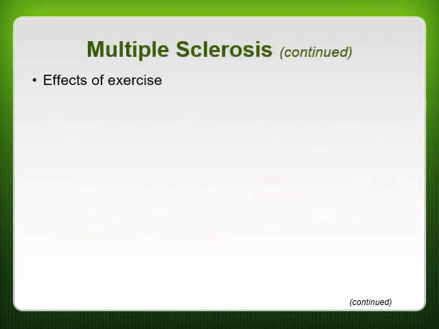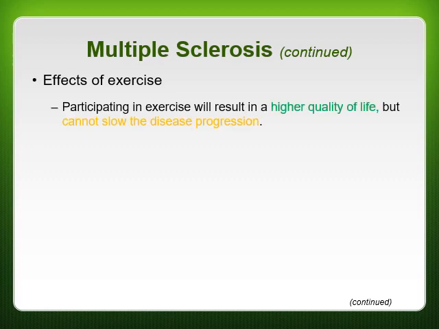Now let's talk the good stuff. What does exercise do to help? Well, better quality of life is really what it's all about. And that can be said of nearly every condition we've talked about. However, unfortunately, it is not a miracle drug, and it does not necessarily have anything to do with slowing down the progression of this disease.